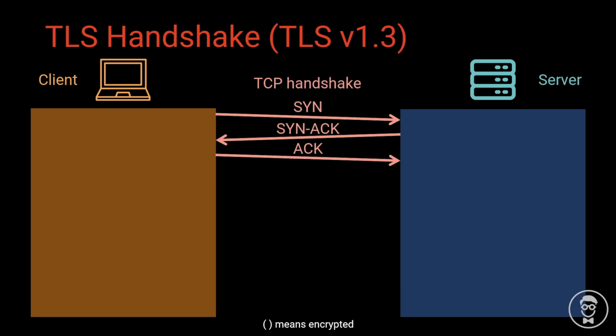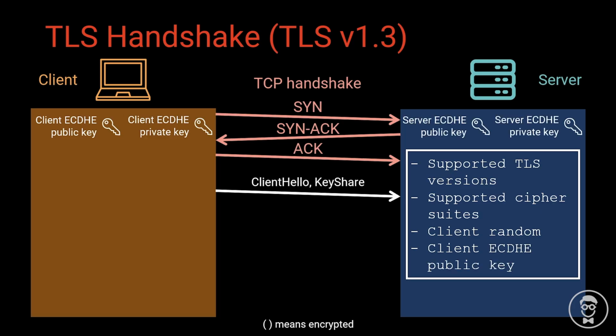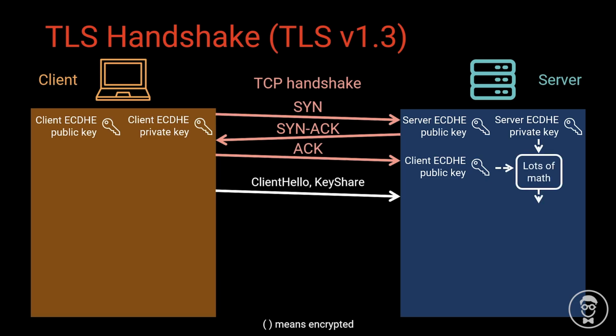TLS 1.3 removes the RSA algorithm and replaces it with the more secure elliptic curve Diffie-Hellman ephemeral, or ECDHE. Before the TLS handshake, the client generates a temporary ECDHE public-private key pair. It sends the public key to the server in the initial client hello message. The server does the same and sends its ECDHE public key to the client in the server hello message. ECDHE allows both sides to compute a shared secret value using their private key and the other party's public key.